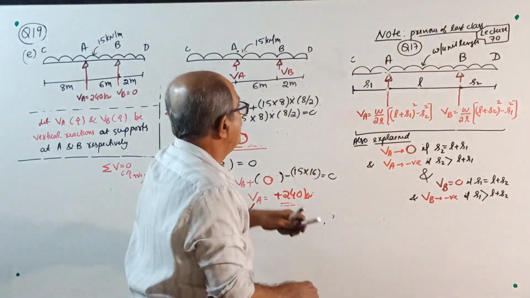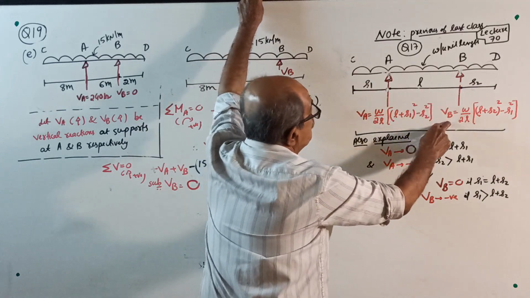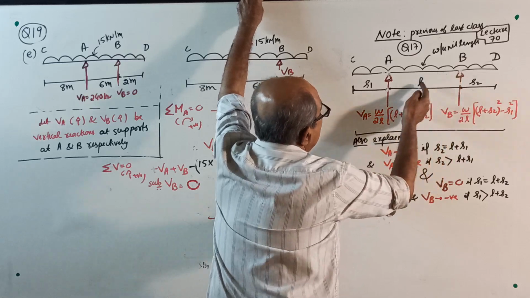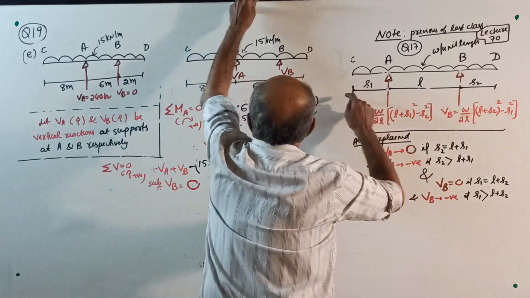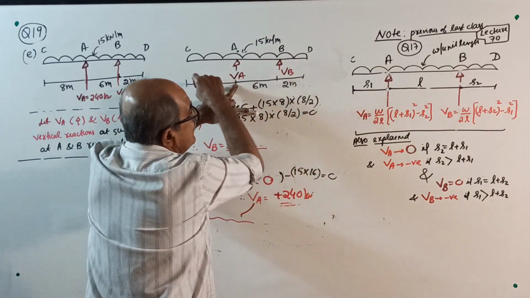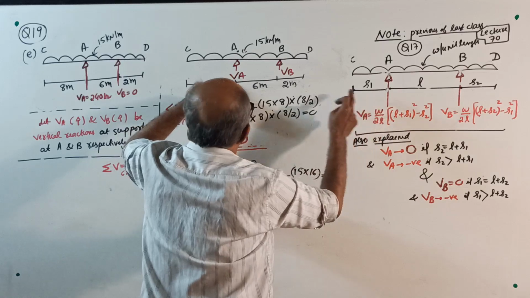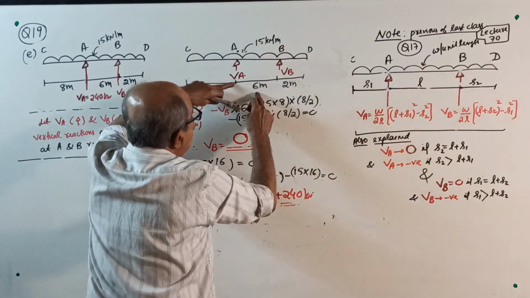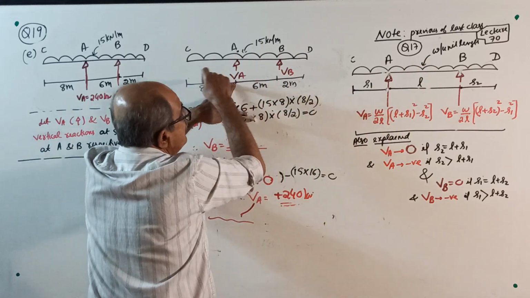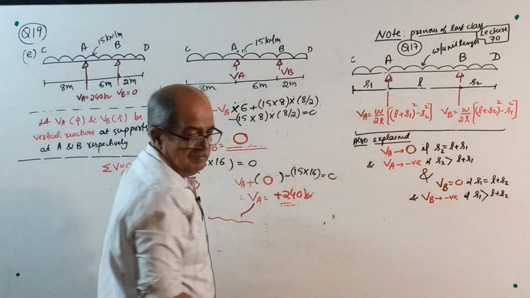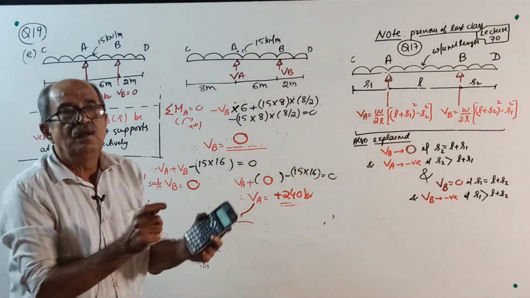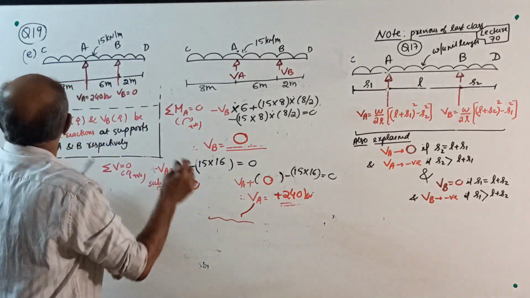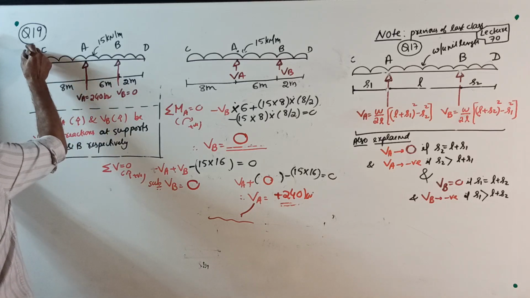That you should know it. Okay, now do one thing. Substitute in this formula. VB = W by 2L into (L plus S2) square, means 6 plus 2, 8 square, minus 8 square, 0. And VA will come: VA = W by 2L, that is 15 by 2 into 6 into (8 plus 6 is 14) square minus 2 square, 240 kilonewton upward.